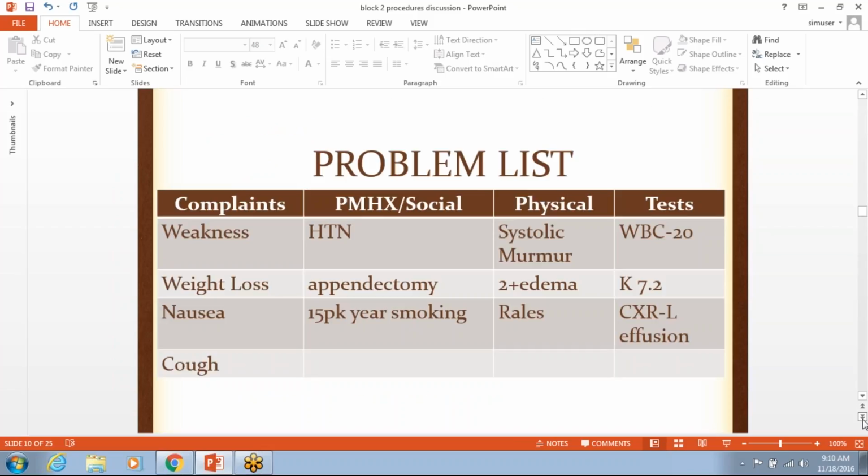I also go through with them establishing a problem list. So on the whiteboard, they can put down their differentials and then do their problem list. So what's coming up abnormal in the HPI, what's coming abnormal in the social history or past medical, what's abnormal in the physical, what's abnormal in the testing that's done on the patient. So then at the end, they can put all this together and see what the best diagnosis is for this set of problems that they encountered.